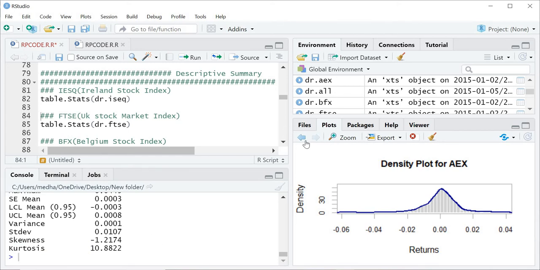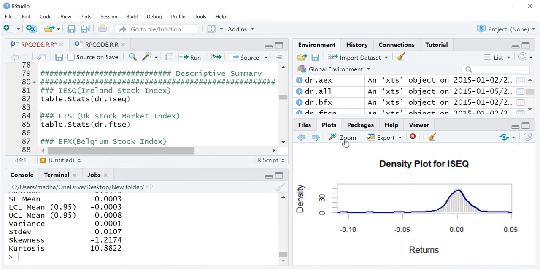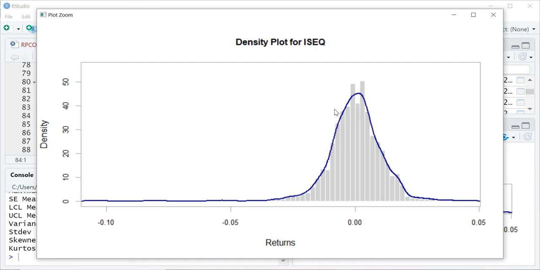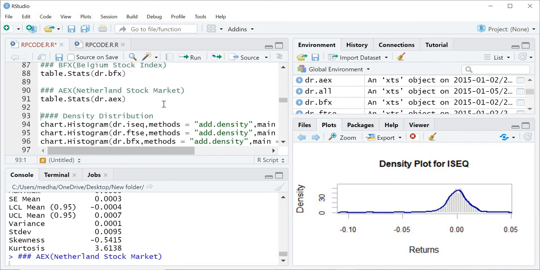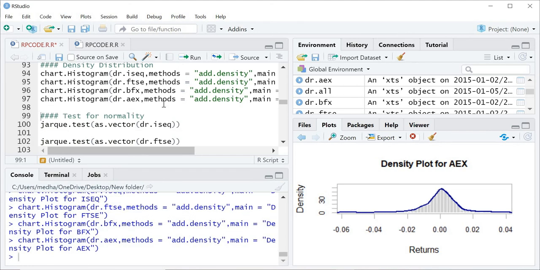Similarly, if I look at the density plot for ISEQ, I could see that it has a long tail towards the left, which tells me that it has a high number of negative returns over the period of 5 years, and it is leptokurtic, hence not following a normal distribution. To ascertain this, I am using the Jarque-Bera test, which is a test of normality.